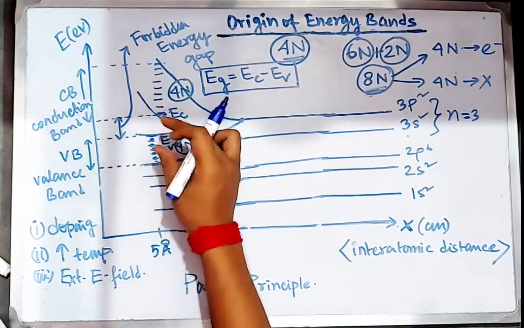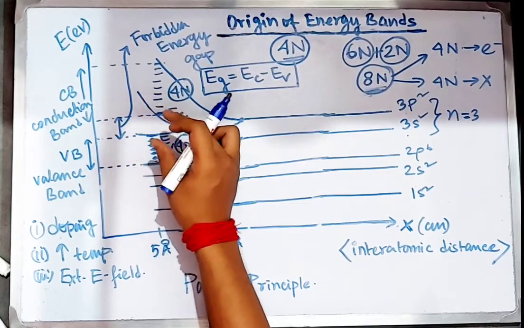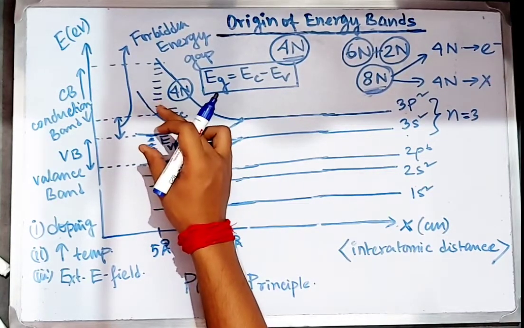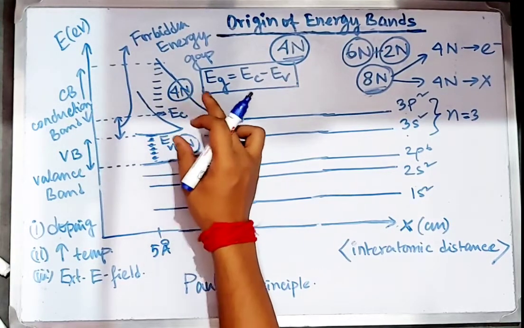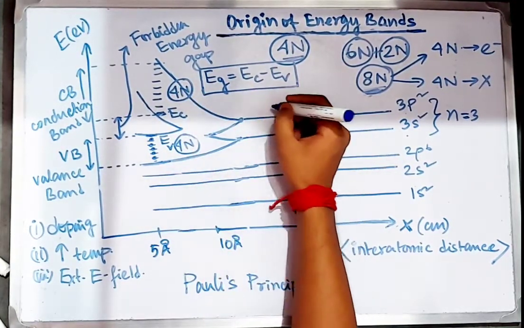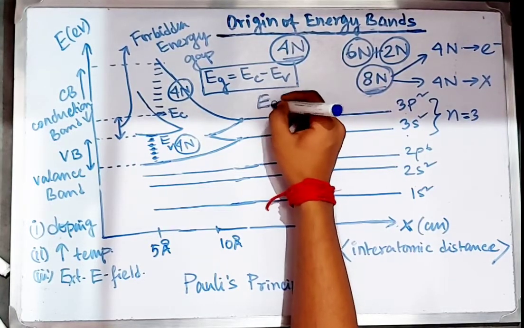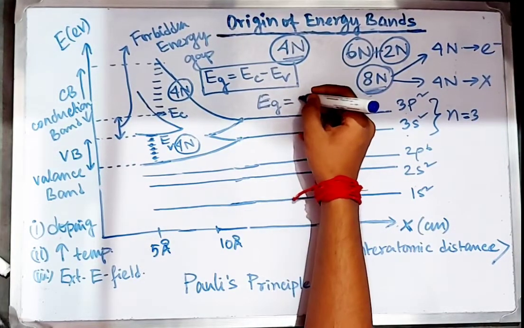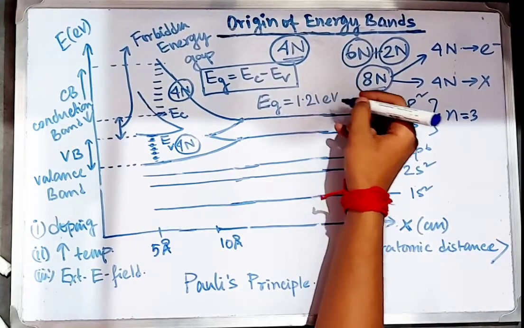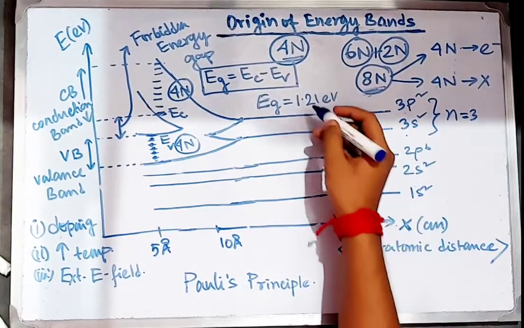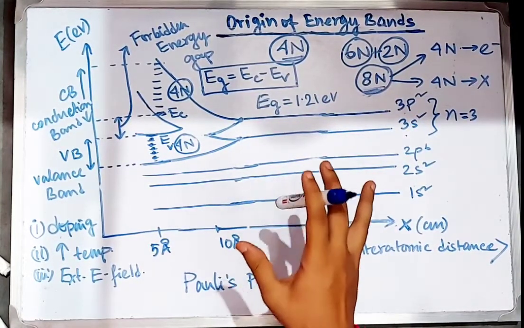And the difference between the splitting of the energy bands is actually the forbidden energy gap. In the case of silicon, at 0K temperature, the value of the forbidden energy gap is 1.21 electron volt. So this is actually the origin of the energy bands.